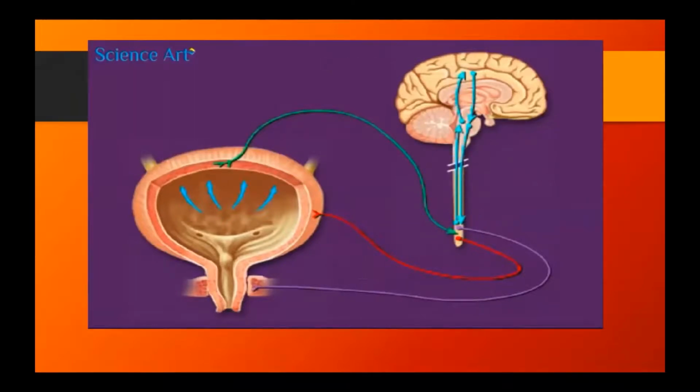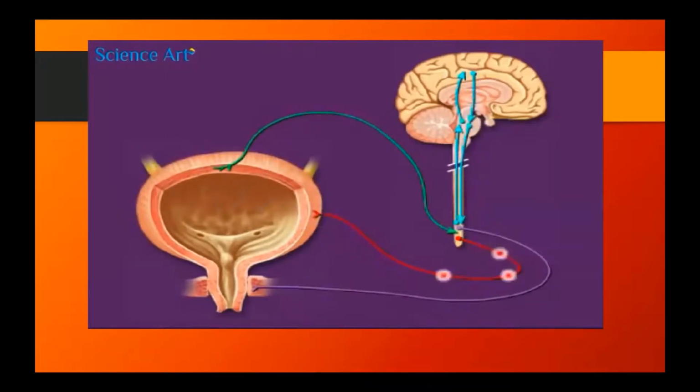If urination is not convenient at the time, the brain sends impulses down the spinal cord to inhibit the micturition reflex. Impulses carried via somatic motor neurons keep the external urinary sphincter contracted, which also prevents urination. When urination is desired, signals from the brain stimulate the micturition reflex. The brain also decreases action potentials in the somatic motor neurons to relax the external urinary sphincter.